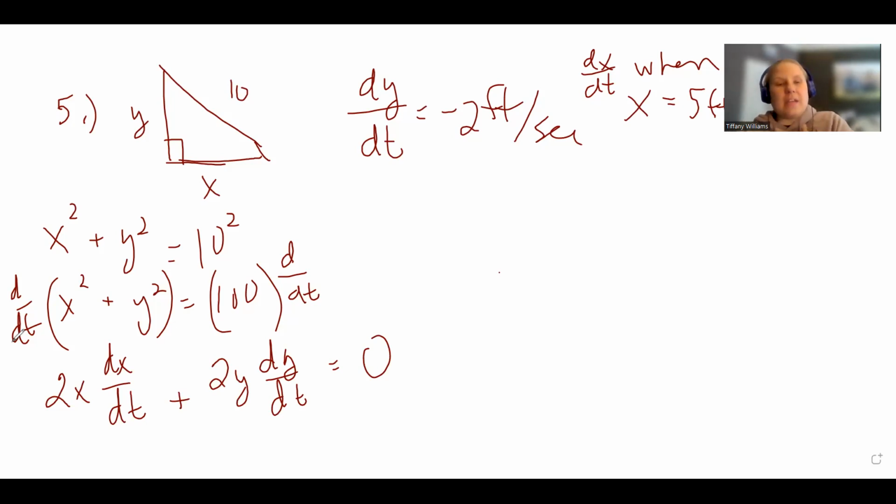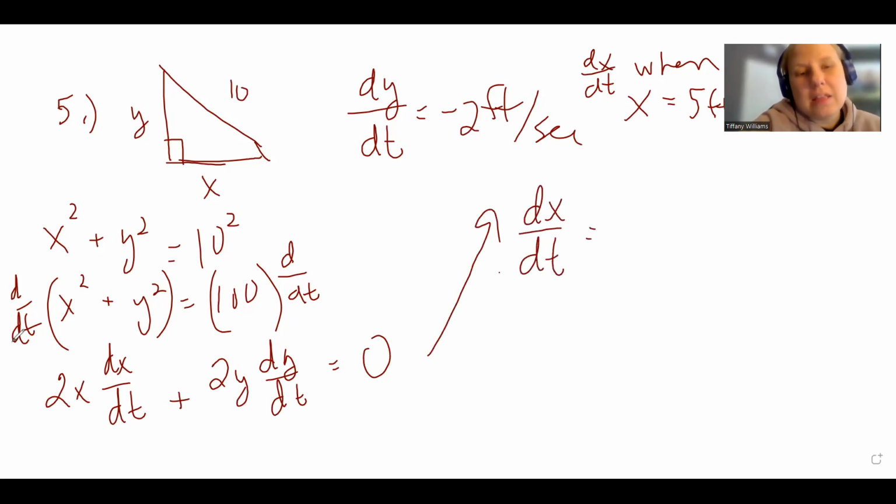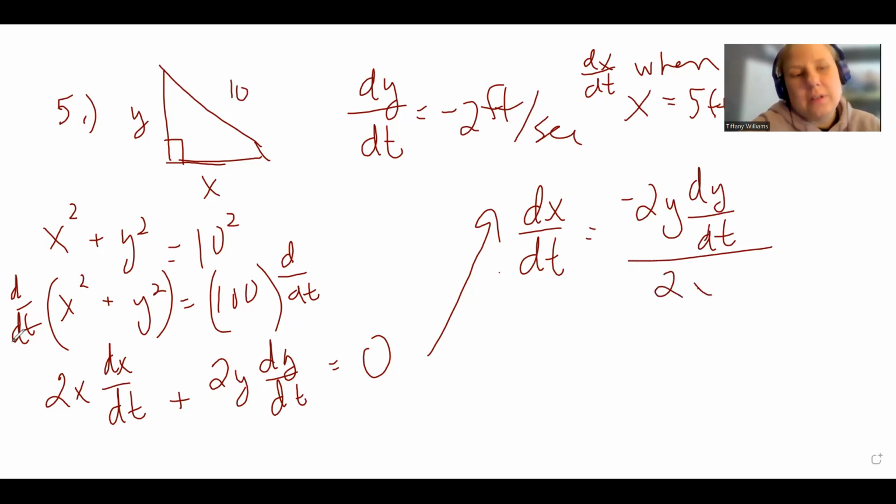So if I solve this for dx/dt, I can get that by subtracting 2y dy/dt and then dividing by 2x. So now that I've got dx/dt by itself, I'm going to plug in what I know.